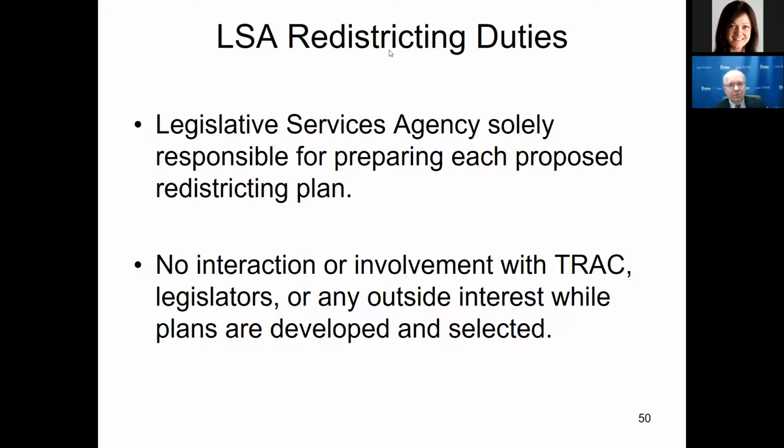Our duties in regards to redistricting are that we are solely responsible for preparing each proposed redistricting plan. There's no interaction or involvement with the TRAC, except upon written request, legislators, or any outside interests while plans are developed and selected.